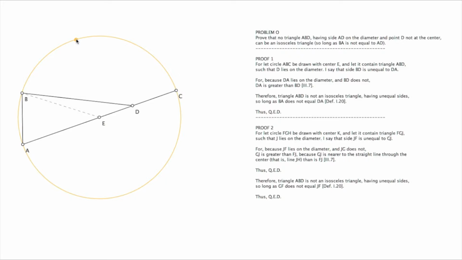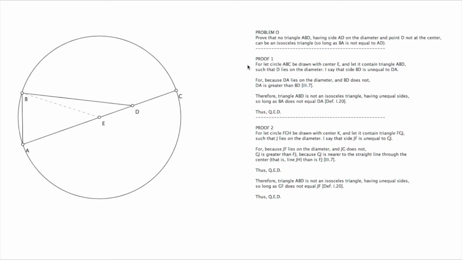However, if we want to try to prove it keeping the language as close as we can to the original enunciation here, we just have to add this clause, so long as BA is not equal to AD. So now we have delimited this to those cases where BA is not equal to AD. Anytime BA is not equal to AD, then we can prove that this cannot be an isosceles triangle because the remaining side, BD, cannot be the same length as AD. So that's really what we're going to prove here. I've written two proofs for it, and you'll see why in just a minute.